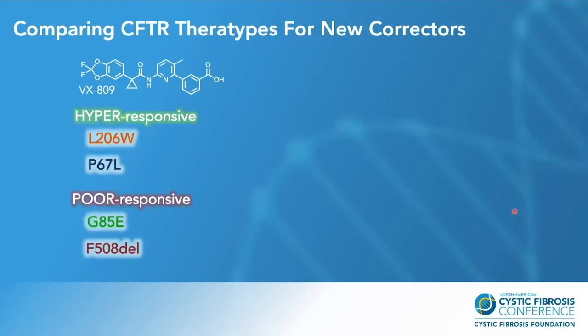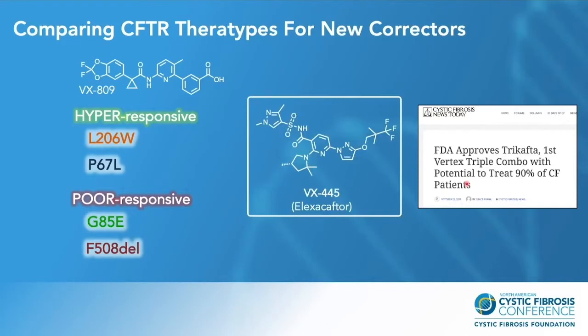So far, I've shown you data for VX809 or lumacaftor, which was the first FDA-approved corrector molecule. But you may wonder, what about the next generation correctors, in particular VX445, which is a key component of the Trikafta triple combination therapy, and because it can much better restore delta F508 trafficking and its function. This, of course, raises the question whether VX445 similarly exhibits distinct theratypes towards other CFTR variants.